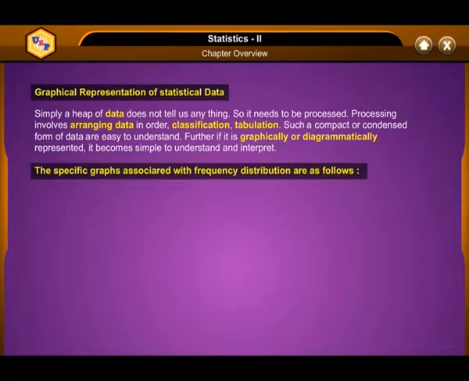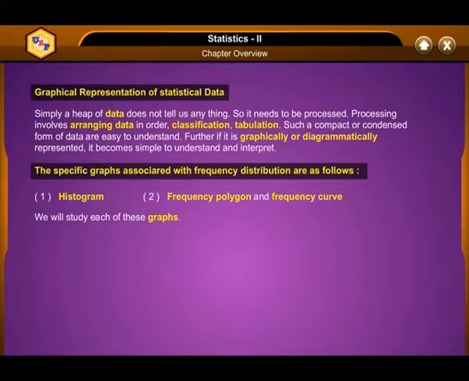The specific graphs associated with frequency distribution are as follows. Number 1, histogram. Number 2, frequency polygon and frequency curve. We will study each of these graphs.